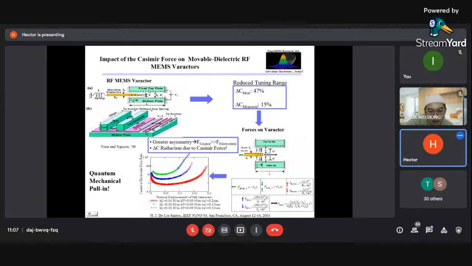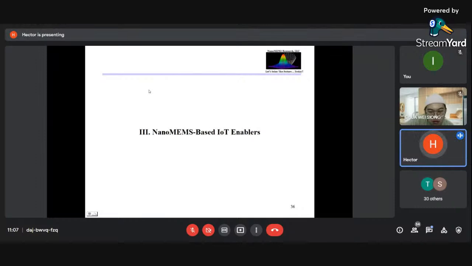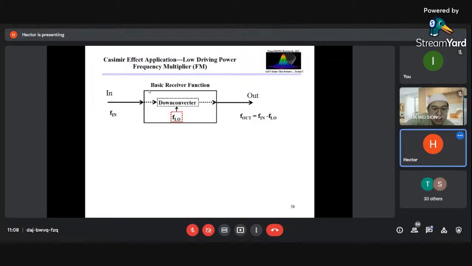Next, I will present a couple of examples of how NanoMEMS enables the Internet of Things. I address first the issue of low power consumption radios. In this application, the Casimir effect is exploited in a positive way. That is, it is exploited to create or to enable a low driving power frequency multiplier.